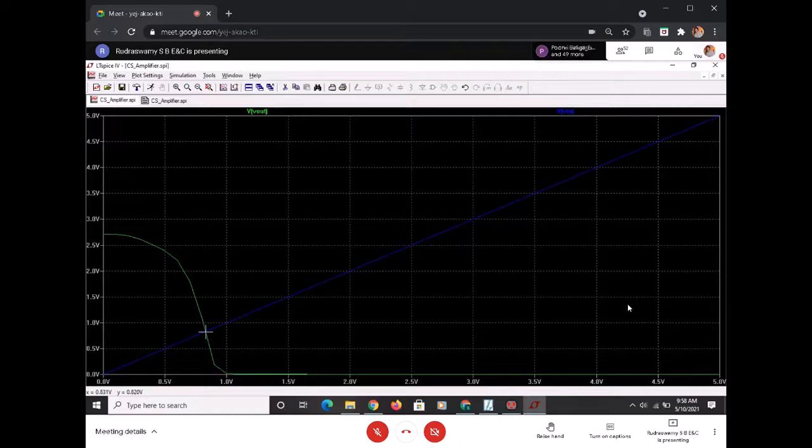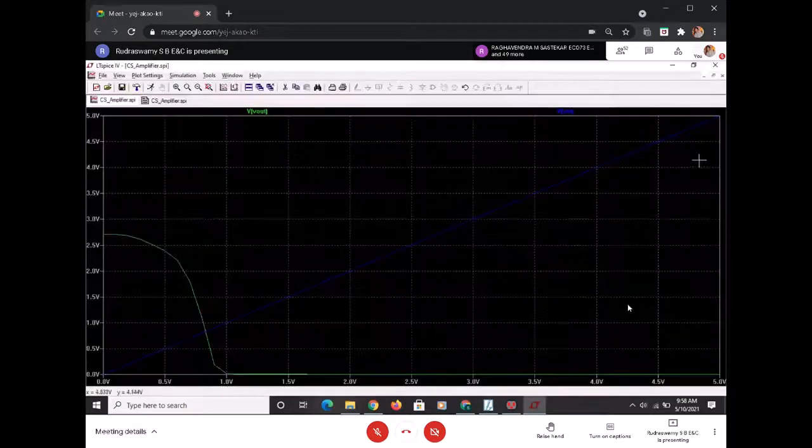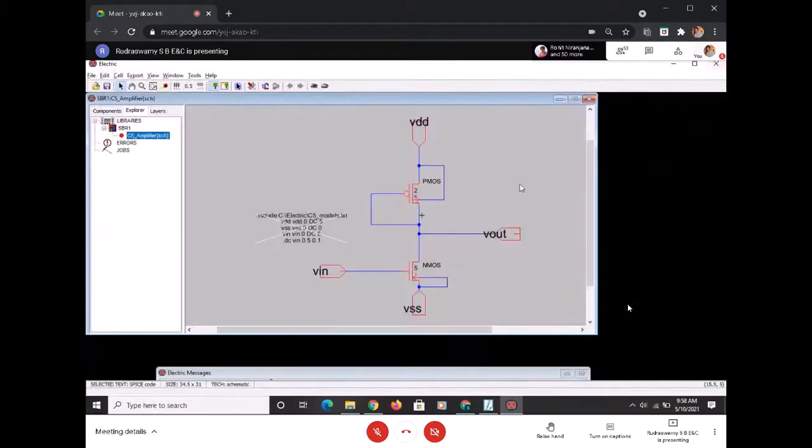Take the lower side value, that is 0.8. Okay, so this is what the DC is all about. Next, once the DC is done, we have to do the transient analysis.